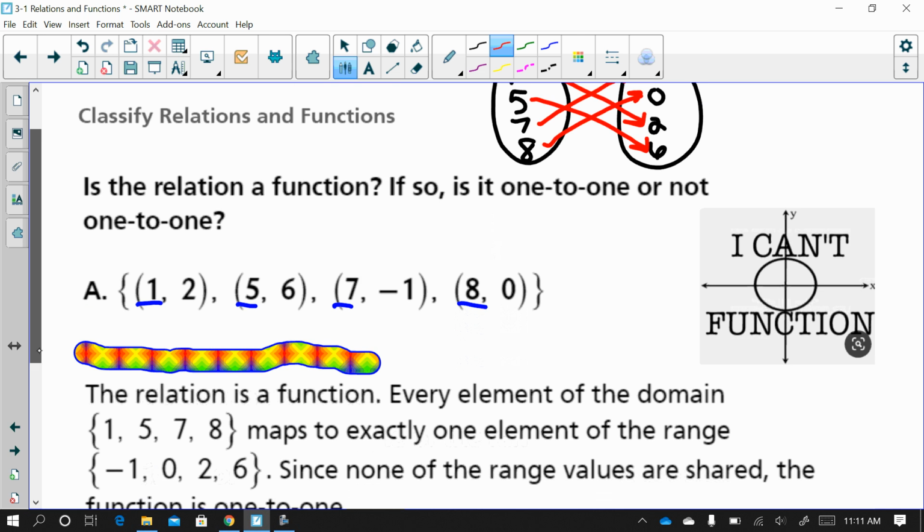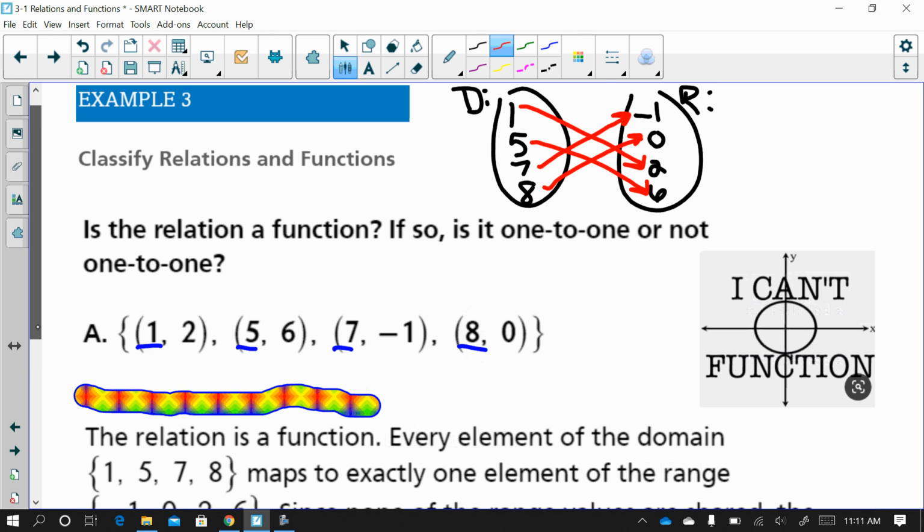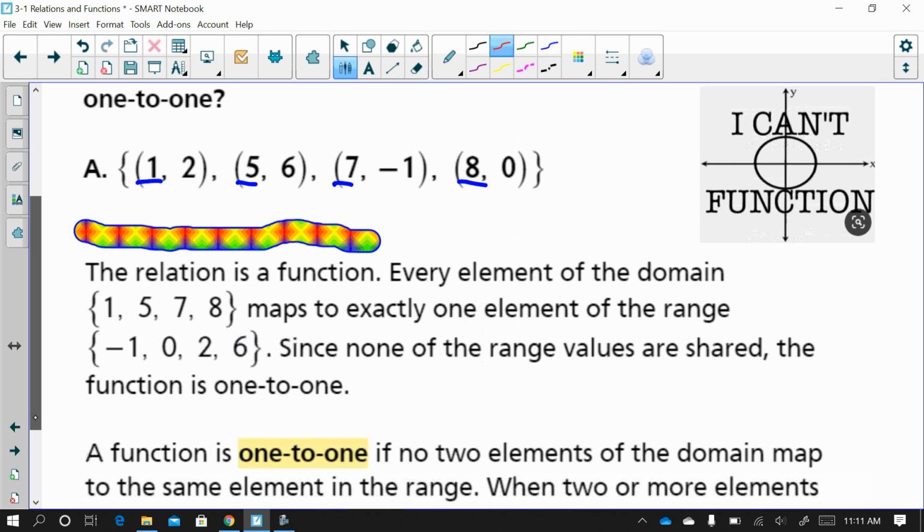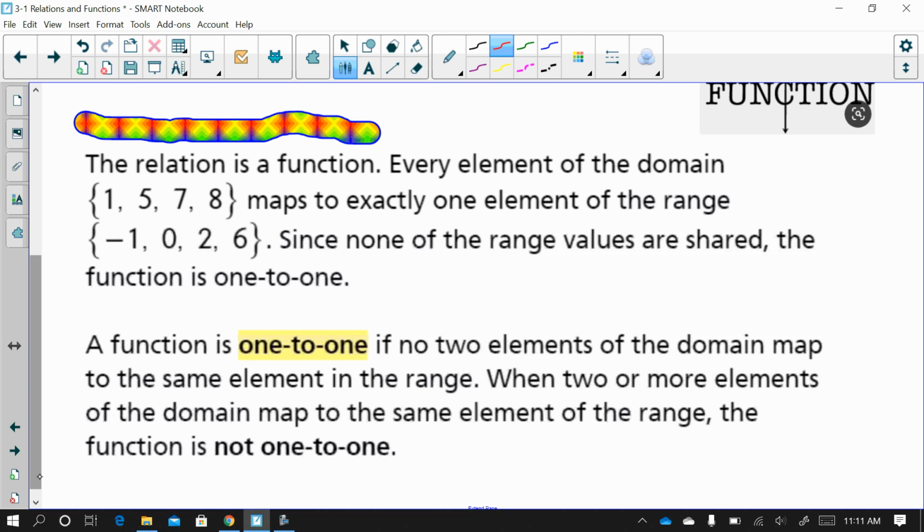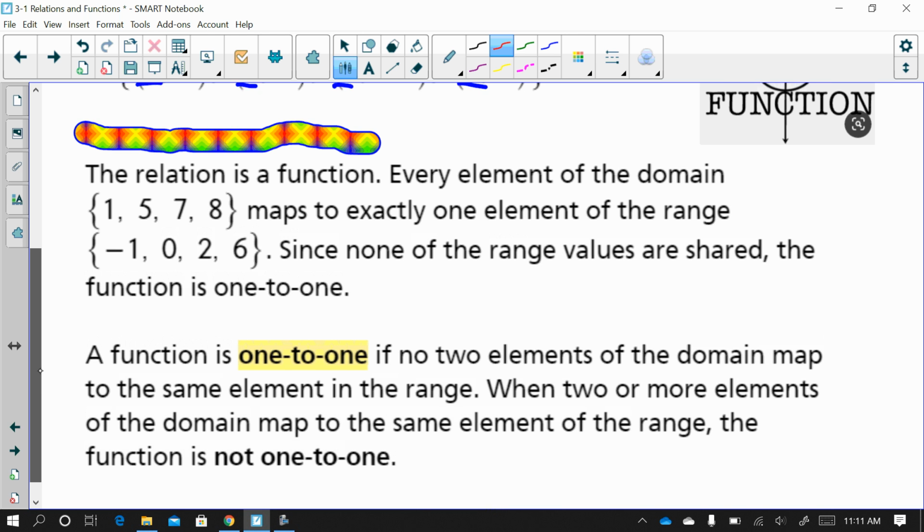Now we're going to talk about what it means to be one-to-one. A function is one-to-one if no two elements of the domain map to the same element in the range. So this means no cheating y's. Each y can only have one x. When two or more elements of the domain map to the same element of the range, we say it's not one-to-one.